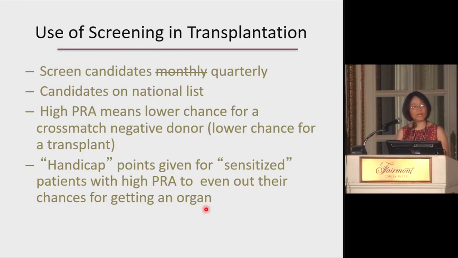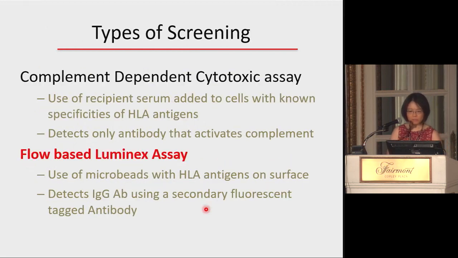Because of that, the kidney allocation system has worked into it what we call a point system. Handicap points are given to these highly sensitized patients with a high PRA in order to even out their chances of getting an organ, so they're not being discriminated against.